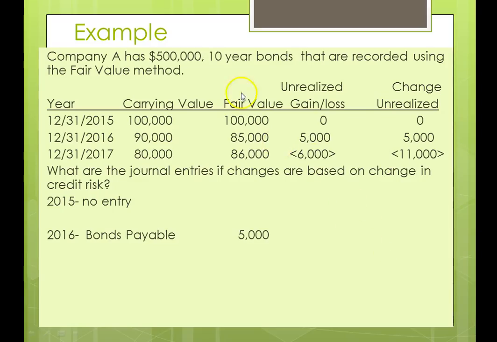Now, what does this look like if instead the change was based on the company being risky in terms of their credit ratings? Again, the only difference is that now what's going to happen when you book unrealized holding gain, in this case for 2016, it's going to say equity, and this instead is going to be part of other comprehensive income.